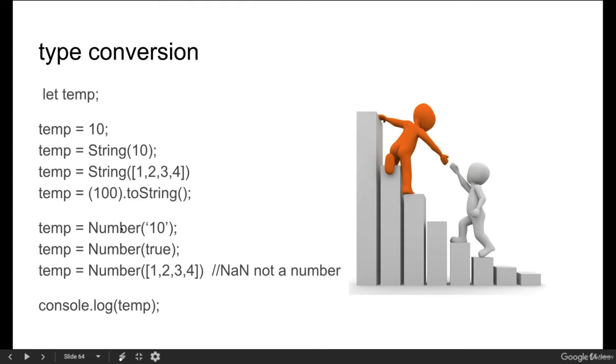So you can also convert to a number, so you can force a string, and as you can see, the 10 has the quotes around it, so this is a string that we convert into a number. You can also turn a boolean into a number. And if you try to turn something that is not a number, could never be a number, into a number, you're going to get NaN, which stands for not a number. And we can log these out into the console and take a closer look at this.